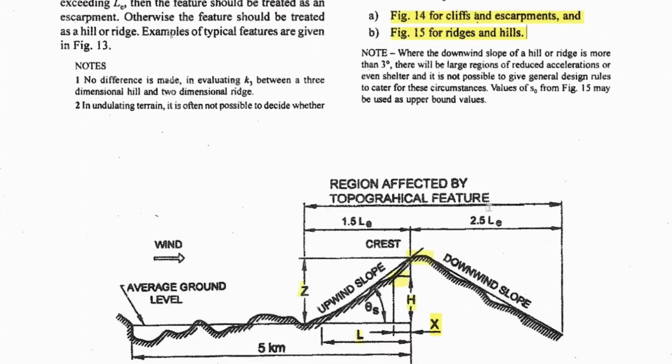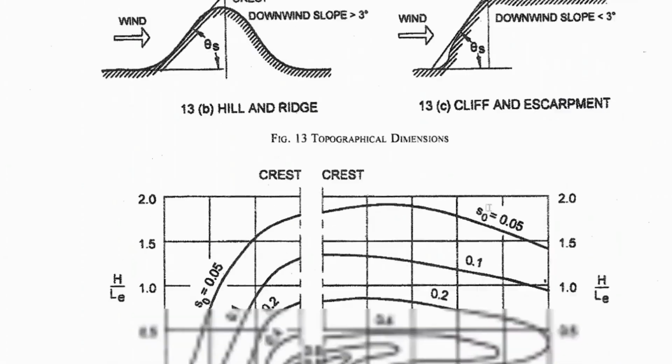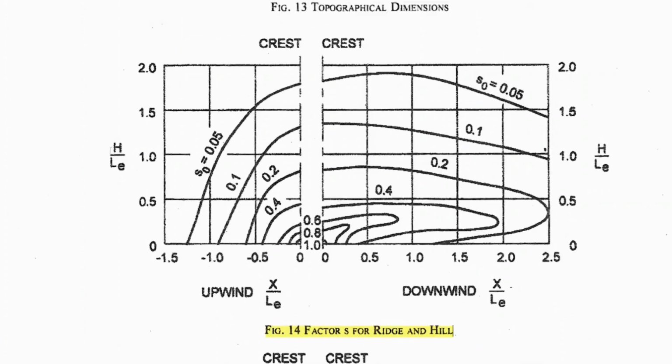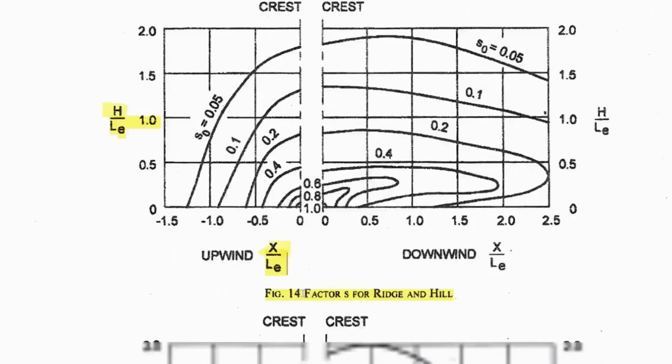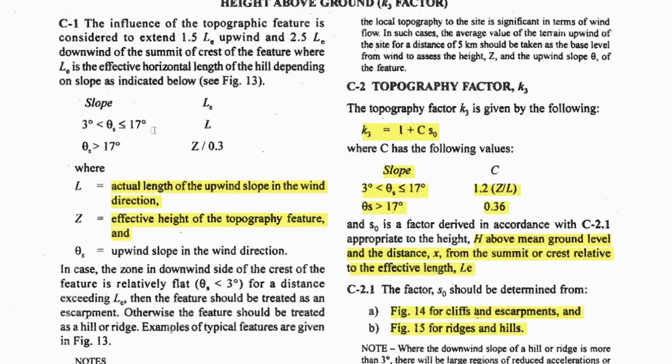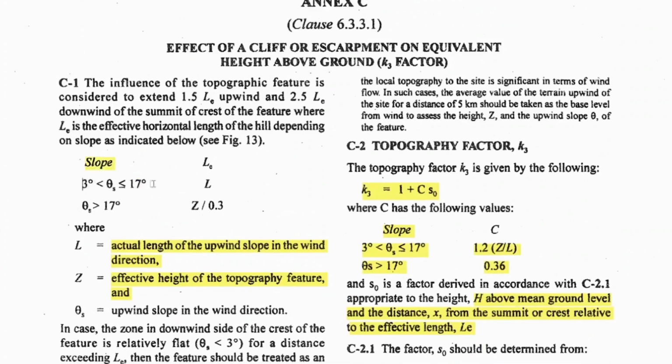Let's have a look at Figure 14. So this is your Figure 14. Over here we have two parameters, that is h by Le and x by Le. And this is Figure 15, which is also dependent on h by Le and x by Le. So how do we find this Le? For that we have to check this criteria. If the slope lies in the range of 3 to 17 degrees, then Le will be equal to L. And if it is greater than 17 degrees, then Le will be equal to Z by 4.